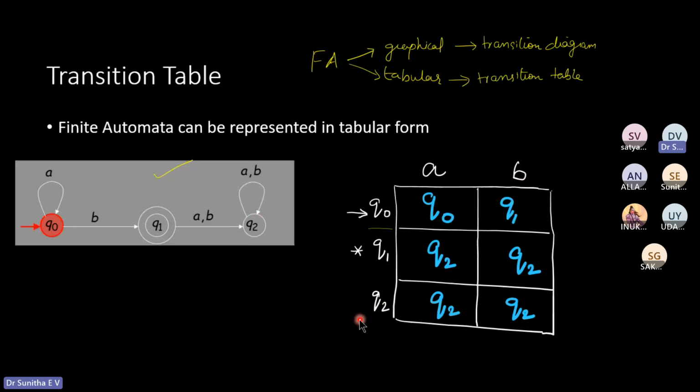So that is how we write the transition table of a machine. The initial state is represented with an arrow and the final state is represented with the star. Whatever information this diagram gives us, the same information we can get from this table as well. So both can be used interchangeably, either the transition diagram or the transition table we can use.